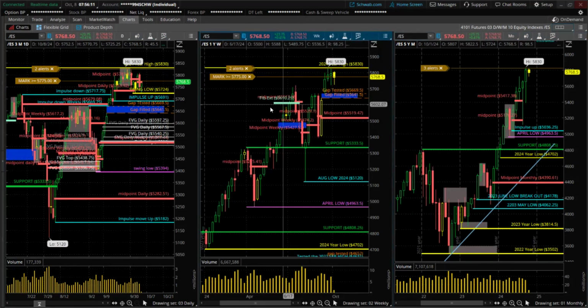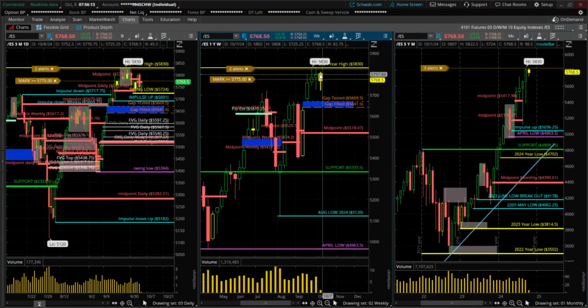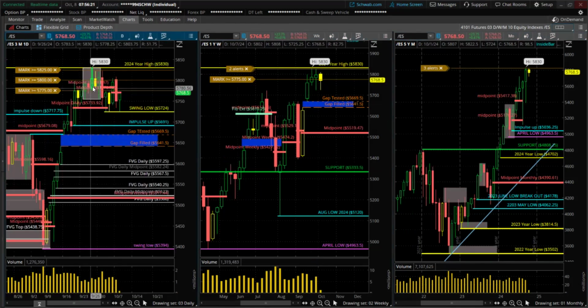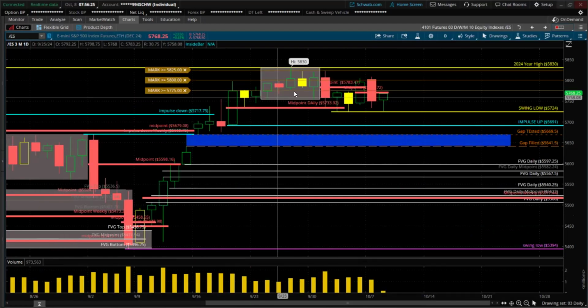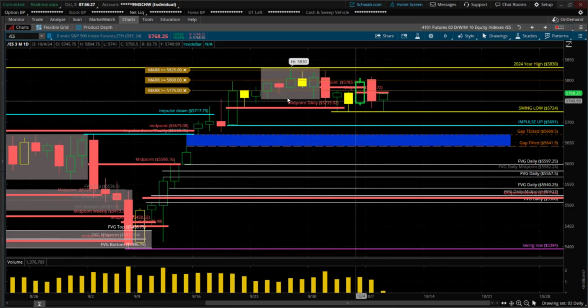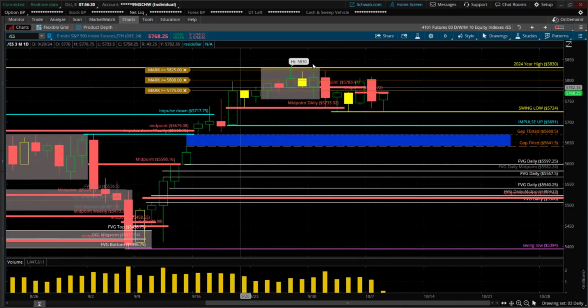Weekly candle, we still haven't taken out the high low of last week yet. It's in consolidation phase here. A lot of overlapping. And the daily charts. Open this up. Yep. Huge consolidation. Past several days.